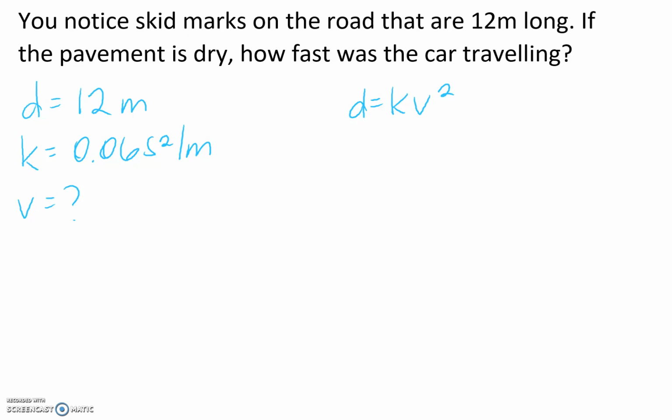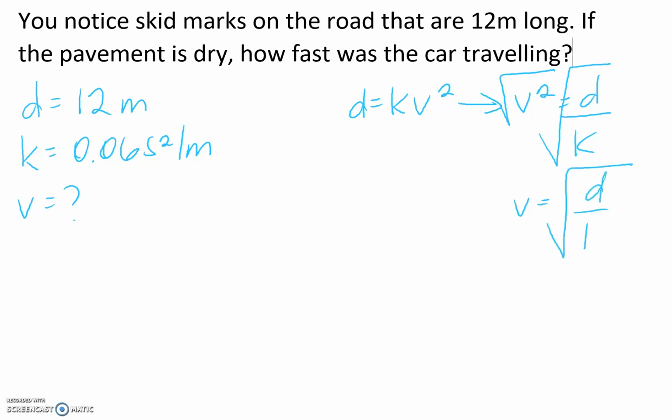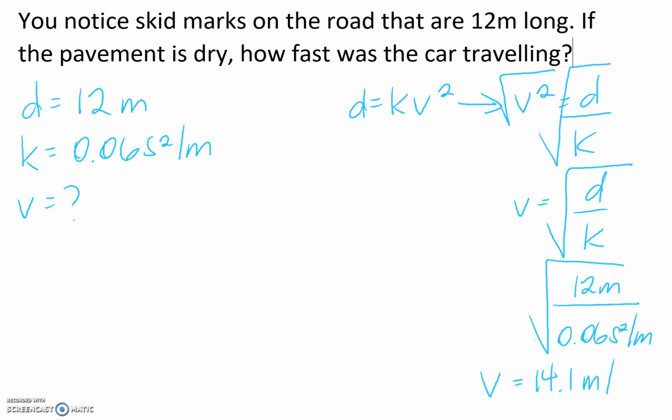So when we switch this around, what you're going to end up with is V squared equals braking distance over K. Well, we're not being asked to find speed squared, you're being asked to find just speed. So you're going to have to take the square root of each side of this in order to actually find speed. And so this is the formula that you're left with. So if you plug in 12 meters divided by 0.06 seconds squared per meter, you're going to have to take the square root of all of that to find your speed, which in this case should work out to be about 14.1 meters per second.